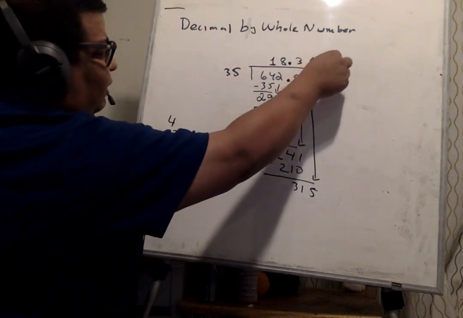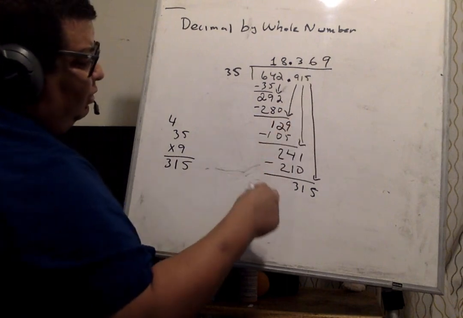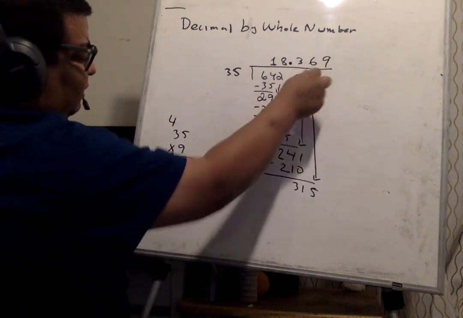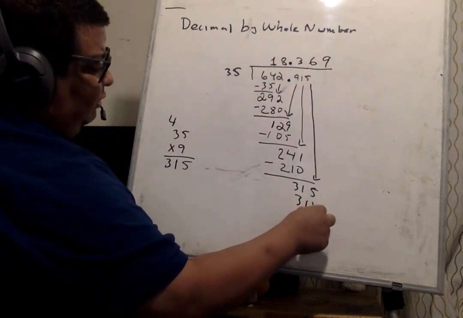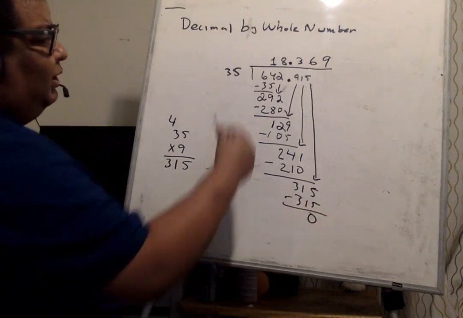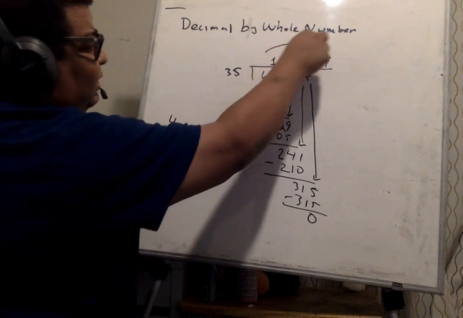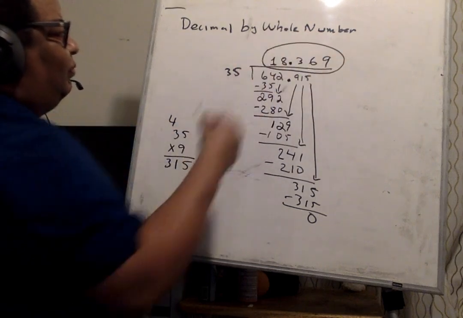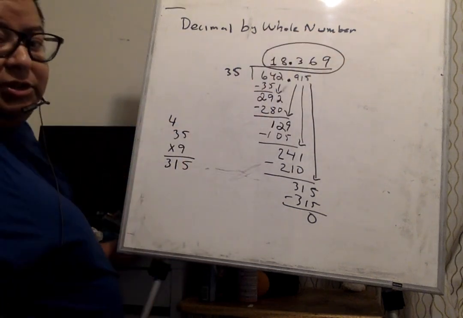Okay, so let's put a 9 here. And that would be 35 times 9, that's 315. Remainder 0. We got what we wanted. So the answer, the quotient, this is the answer, the quotient: 18.369.